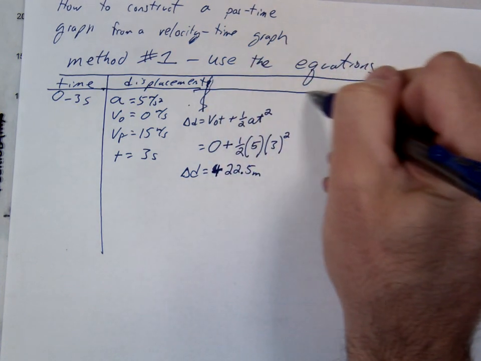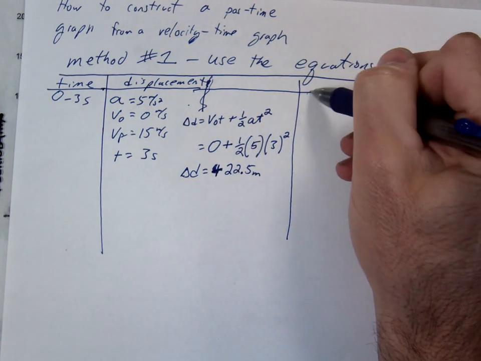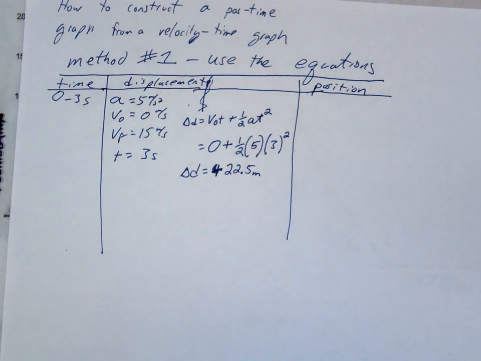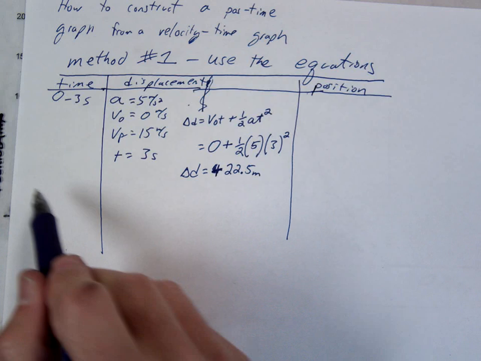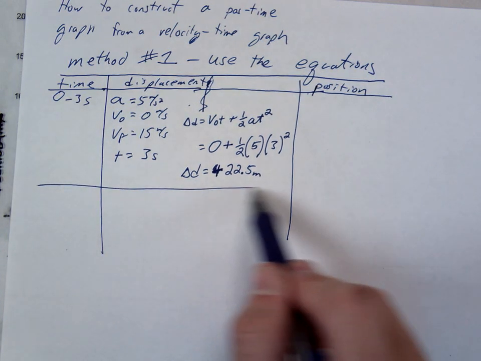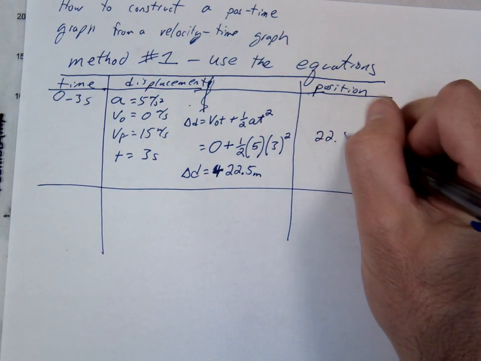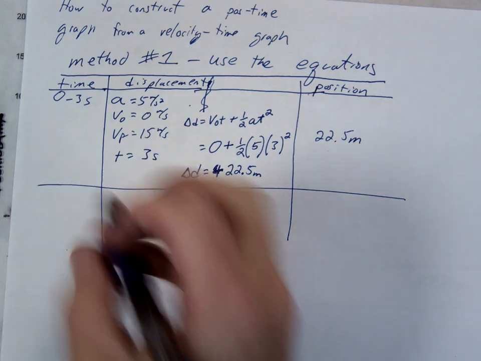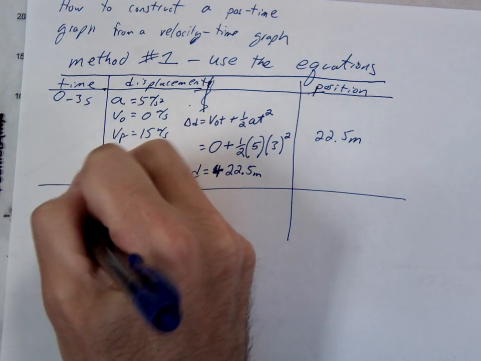Okay, I'm going to construct one more column here. This column's going to be position. Now you have to be given an initial position. So usually the initial position would be simply 0. In which case, where am I now if I started at 0? 22.5. Alright, so we're just going to do this for each little interval. We're going to find where we are at each little interval, and then we can go ahead and plot our graph. So let's go from 3 to 4.